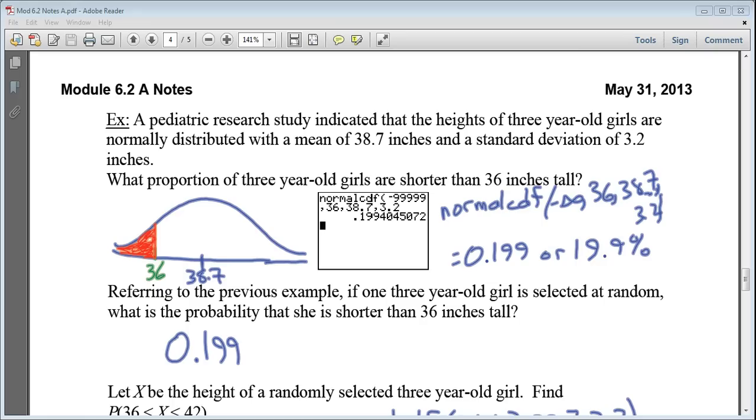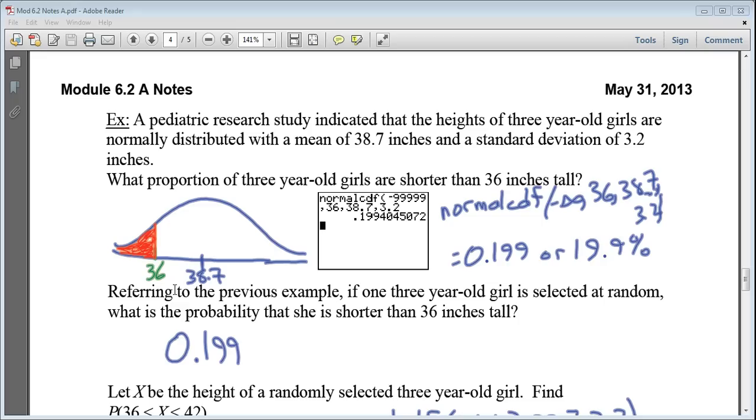So our population is 3-year-old girls, the variable is heights, and we're told that it has a normal distribution, and we're given the mean and the standard deviation. In any normal distribution problem, I always begin by sketching a bell curve. And I've done that here on the left side, and the first thing I do is I locate the mean immediately in the center of the distribution. So in this case, the mean is 38.7 inches, so I put 38.7 at the center of my bell curve.